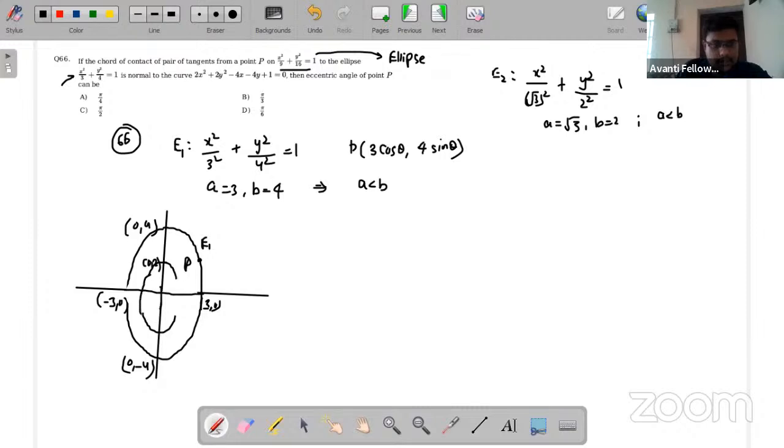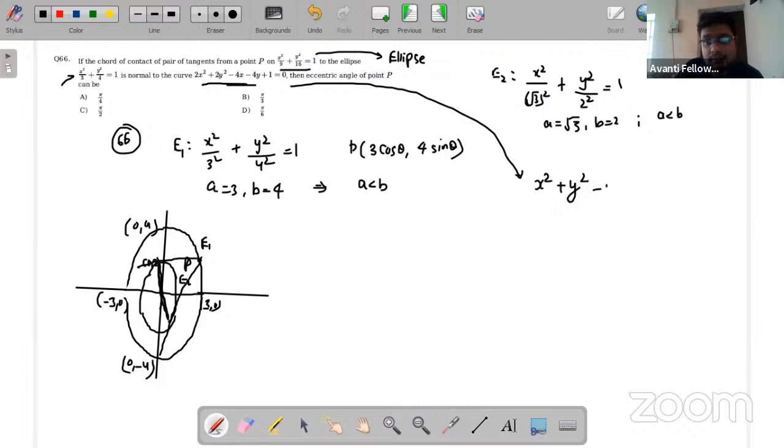So this will be my other ellipse E2. From P we have drawn two tangents, and these two tangents make a chord of contact. So this will be my chord of contact, somewhat like this. Is normal to this. The coefficient of x square and y square is the same, which means this is actually a circle equation. So we can write this circle, by dividing by 2, as x square plus y square minus 2x minus 2y plus half is equal to 0.